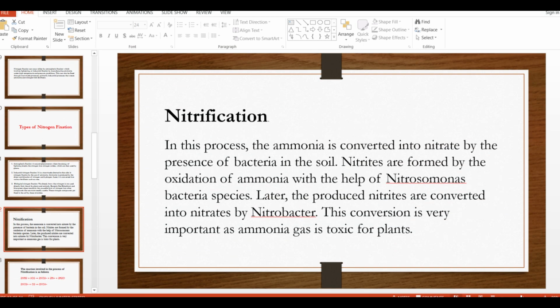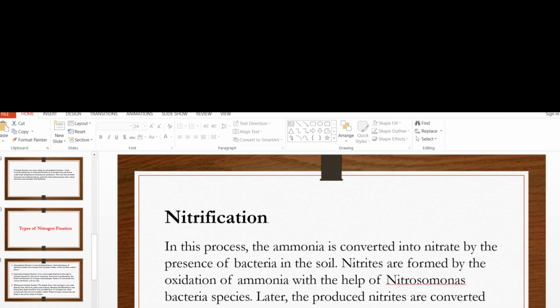Nitrification. In this process, the ammonia is converted into nitrate by the presence of bacteria in the soil. Nitrites are formed by the oxidation of ammonia with the help of Nitrosomonas bacteria species. Later, the produced nitrites are converted into nitrates by Nitrobacter. This conversion is very important as ammonia gas is toxic for plants.